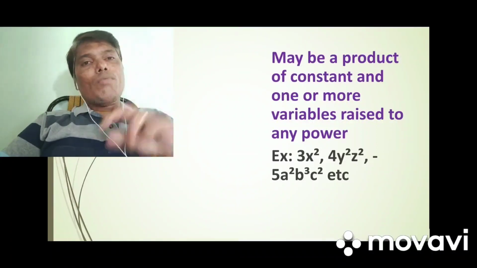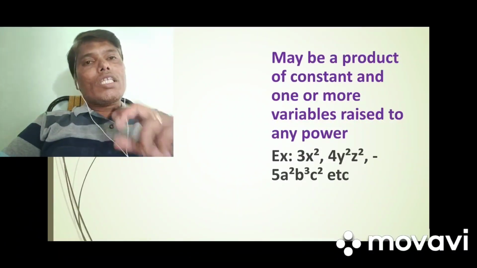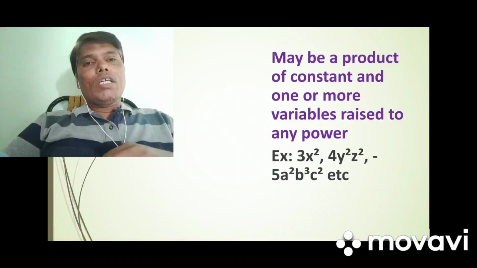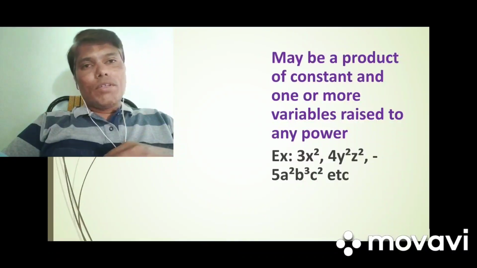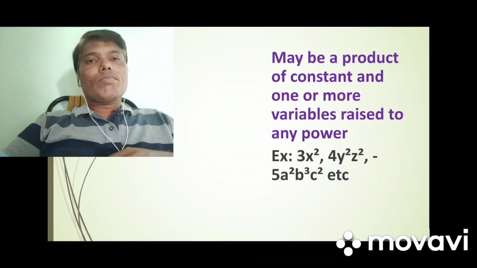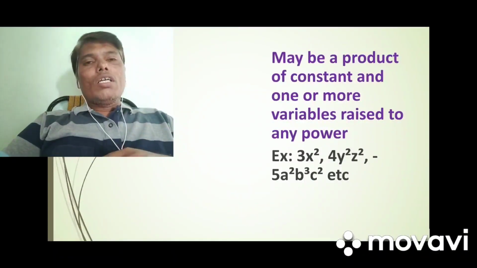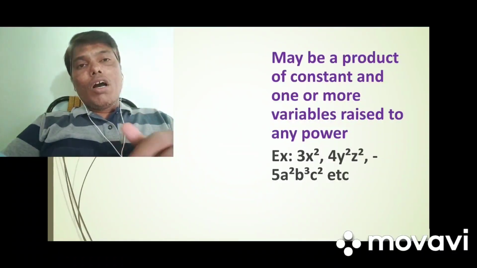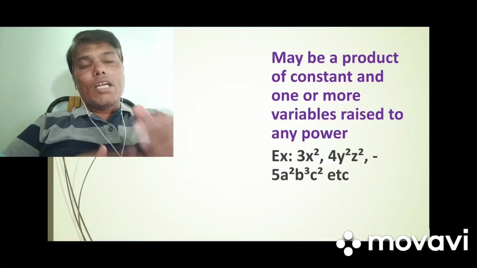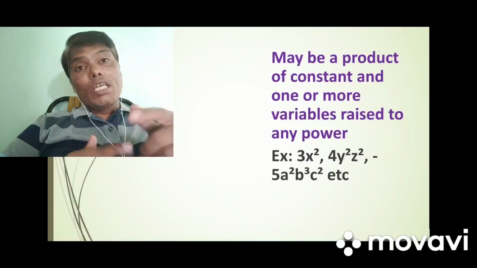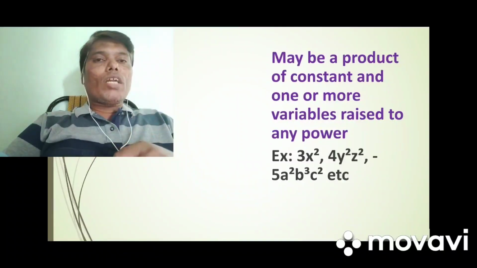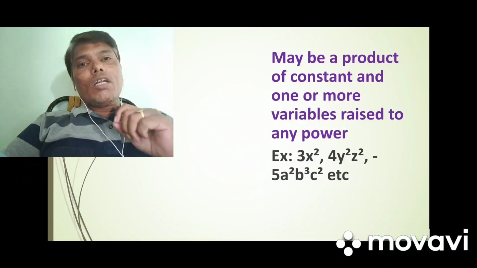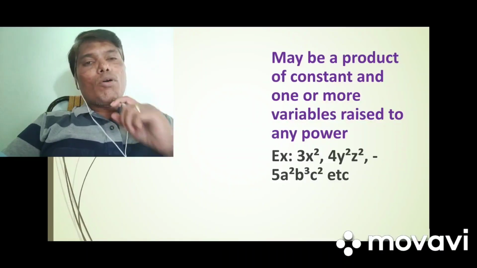Right. So from this discussion, it is clear that in a term any variable can occur any number of times as a factor. So what is a term? It may be a constant or it may be a variable, or it may be the product of constant and one or more variables, or it may be the product of constant and one or more variables raised to any power, right. So here we have to discuss two more important points.